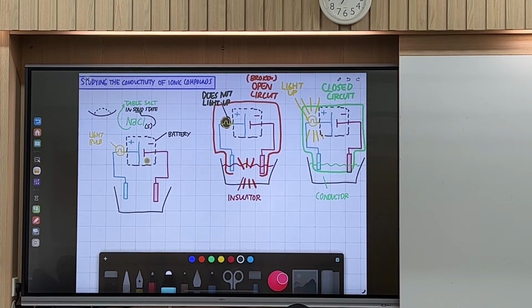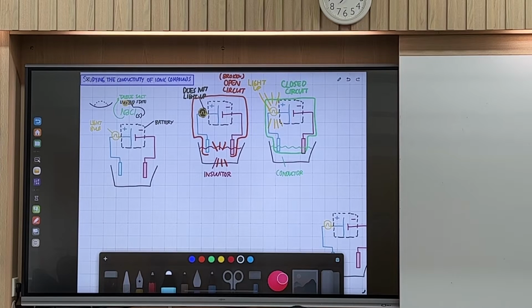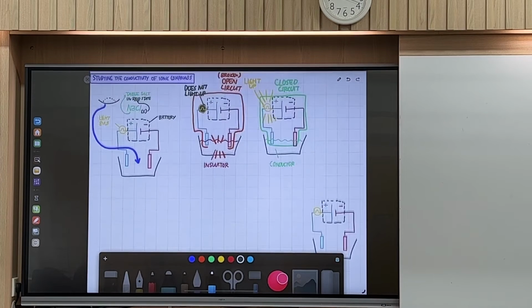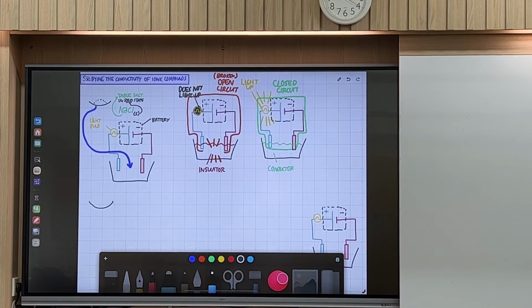And let me tell you, when we put table salt in the solid state in here, it does not light up, the light bulb. However, when I do something to salt, so I can do two things to salt. Number one is that I put it in, have you all used this container in the lab before? Or have you heard of the name of this container?